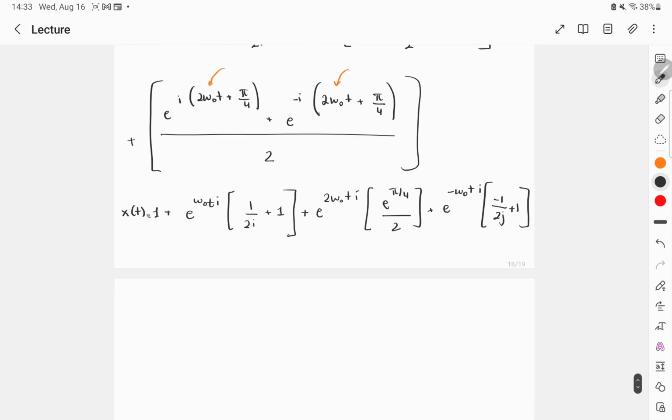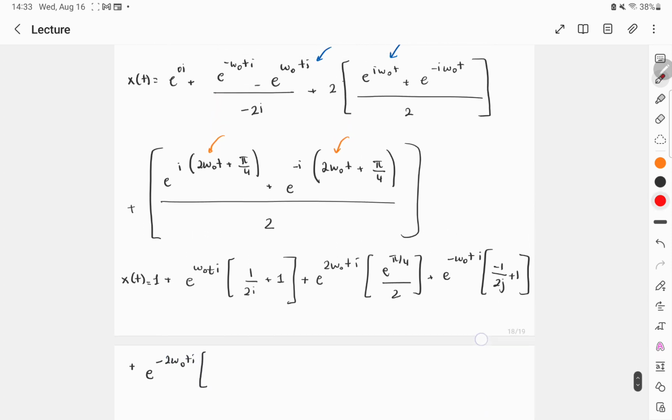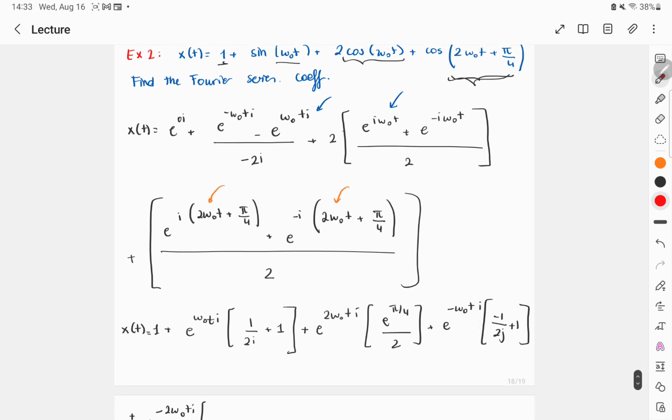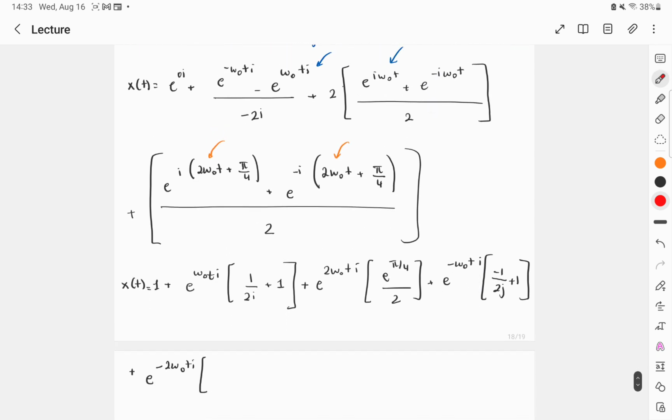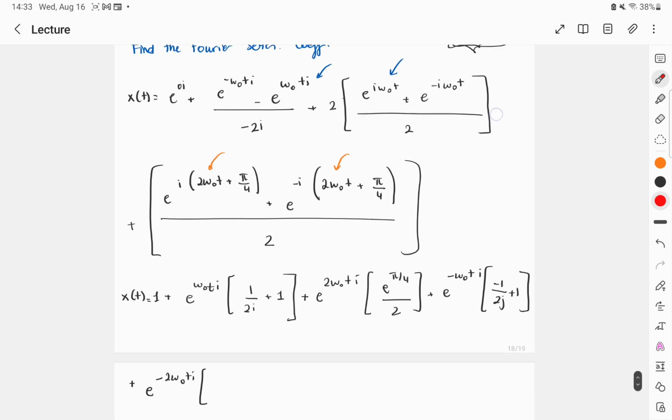Let me continue from here, as I don't have any space left. e to the power of minus 2 omega ti. Let me see the coefficients again with the same method. We have the coefficients, which are here.